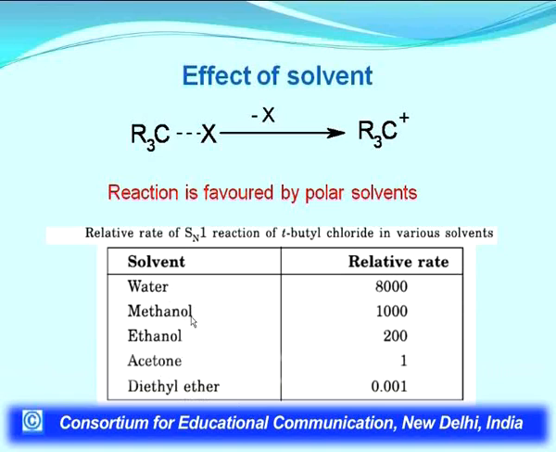Water is most polar, then methanol, which can also form hydrogen bonds, then ethanol, then acetone, and then the very less polar solvent diethyl ether. Again we find that if the rate with acetone is taken as 1, then with ethanol it is 200 times, with methanol 1000 times, and with water it is 8000 times. And in diethyl ether it is just 0.001, that is 1/1000th of the rate in acetone.